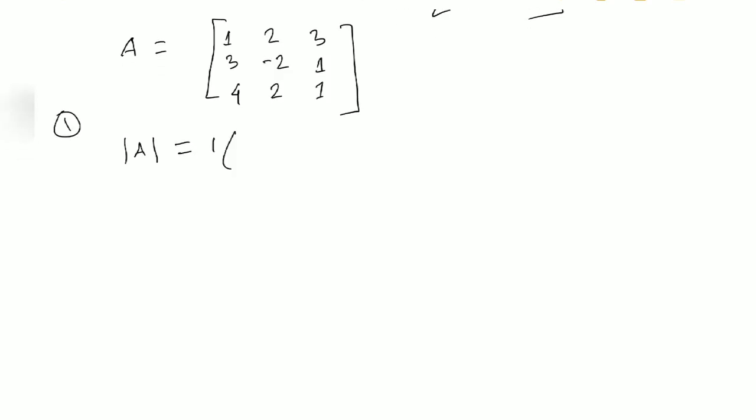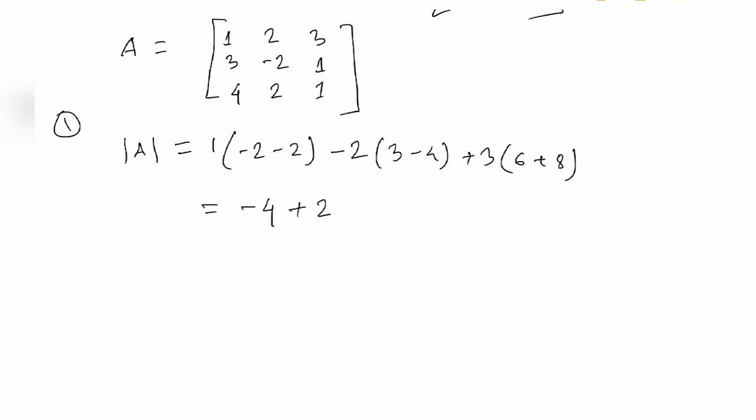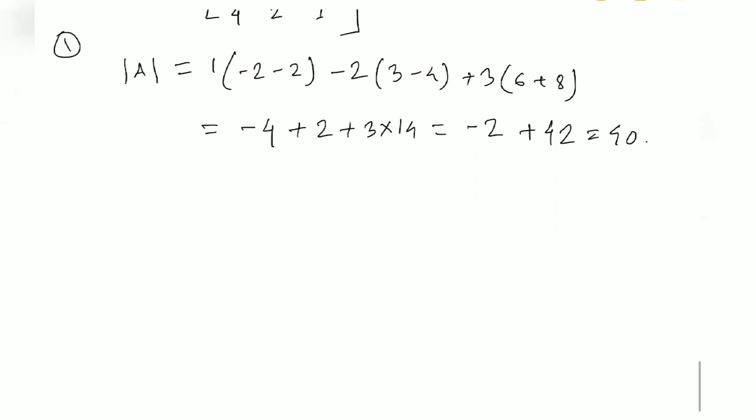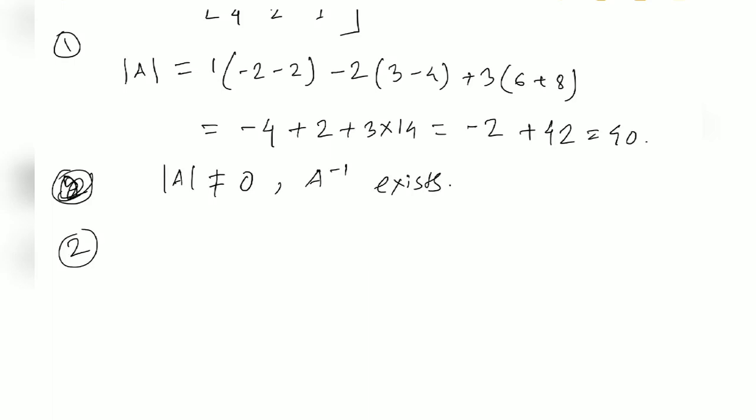What will be the determinant of A? 1 into minus 2 minus 2, minus 2 into 3 minus 4, plus 3 into 6 plus 8. Calculating it, minus 4, then plus 2 into minus 1... 14, plus 3. So you have minus 2 plus 42, which gives 40. So the determinant of A is 40, and you need to write that the determinant of A is not equal to 0. So A inverse obviously exists. Remember, you need to write this.